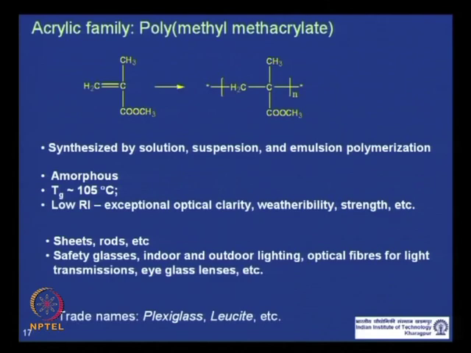They have a Tg value around 105 degree centigrade. They have a very low refractive index, which gives them exceptional optical clarity, and because they contain no aromatic groups, they have very good weatherability. They have good strength, and some of the applications are in sheets, rods, safety glasses, indoor and outdoor lighting, and optical fibers, because the refractive index is low, so they are used in optical fibers for light transmission, eye goggles, and CDs. Cheap compact discs are manufactured from PMMA, though they are not very impact resistant, they are brittle. Some of the trade names are shown here.